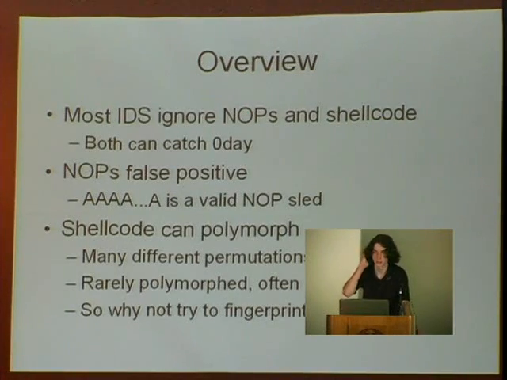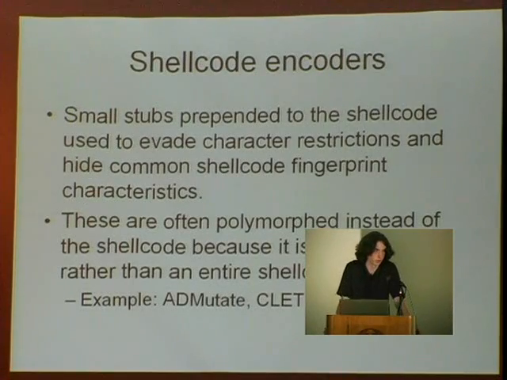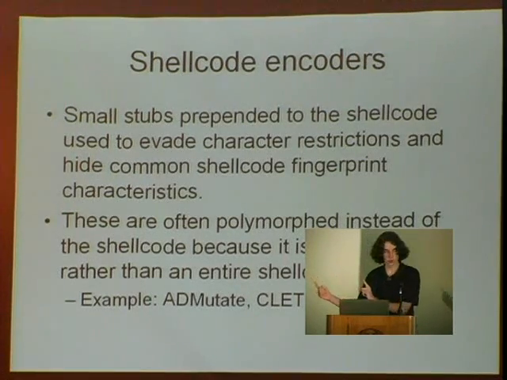NOPs false positive, like I said, a string of 50 A's is a valid NOP sled. Shellcodes can polymorph. Many different permutations are possible. However, the actual shellcode is very rarely polymorphed. What often happens instead is that it's encoded. So why not try to fingerprint the encoder? Well, here I'm coming back to the shellcode encoders. And the shellcode encoders are essentially small stubs of assembler code that decipher the actual shellcode that's about to run.